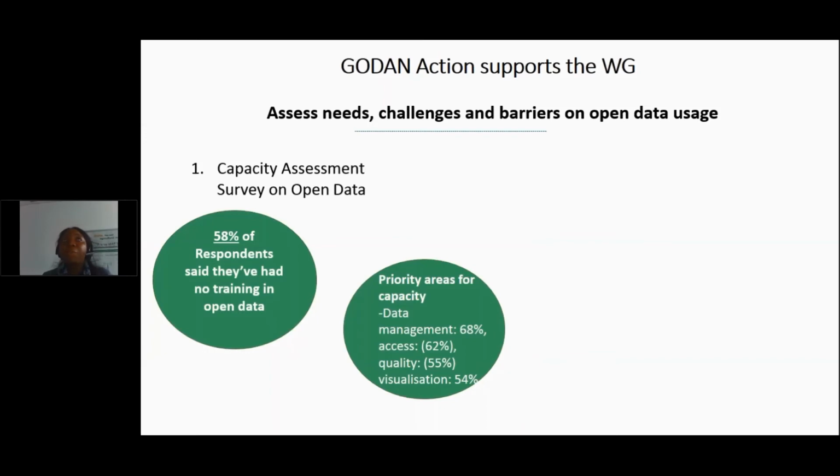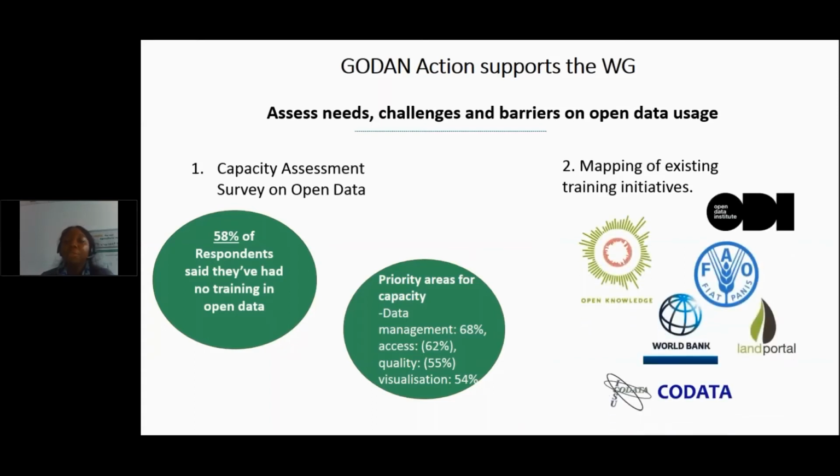So this assessment informed the plan that we developed for building capacity. Secondly, we were able to map the existing training initiatives that are taking place all over the world to do with open data, because what we want to do is not to duplicate, but to enhance and add on to what already existed. And from that activity, which was also in collaboration with this working group, we had members inputting what they knew of initiatives that are taking place onto our mapping exercise.